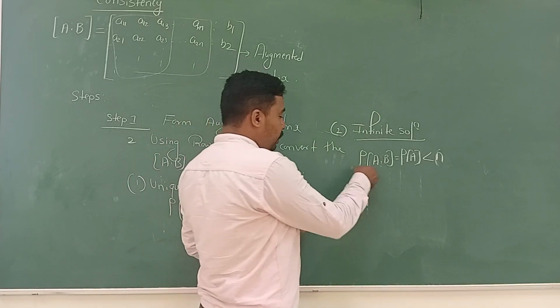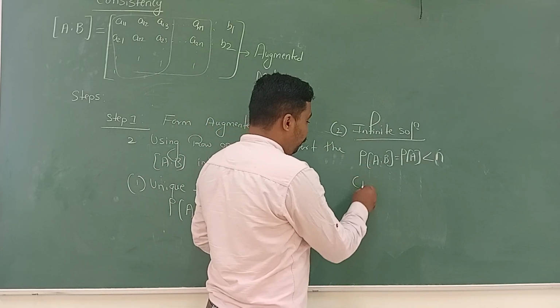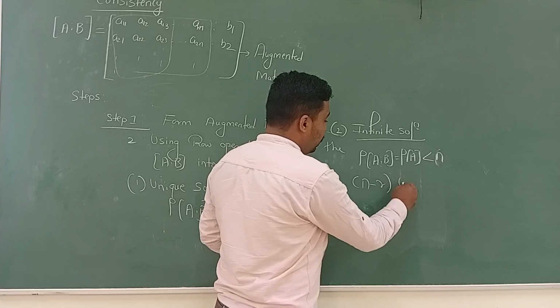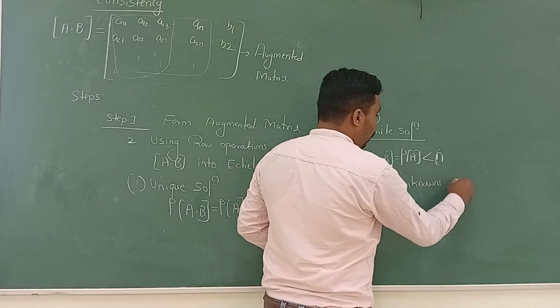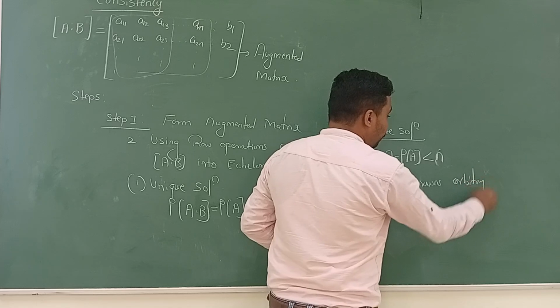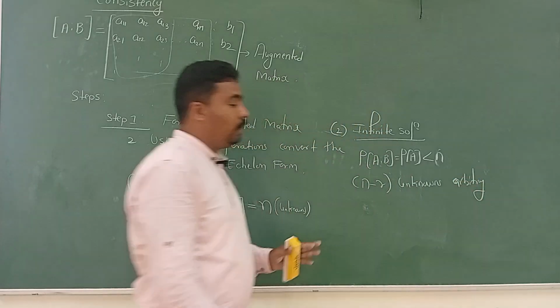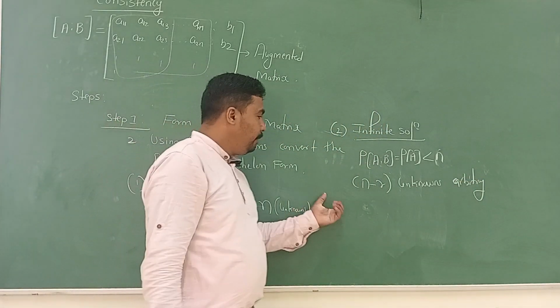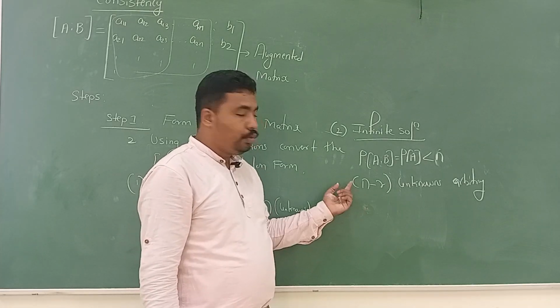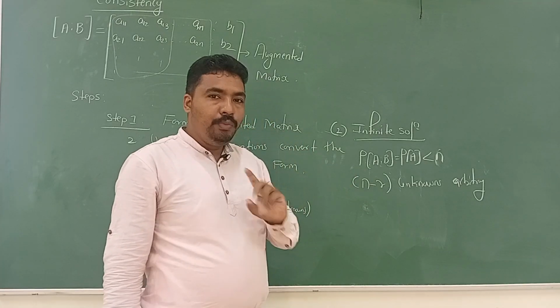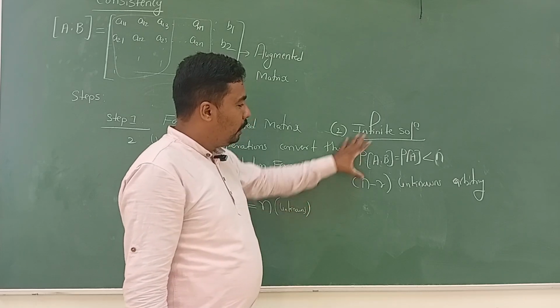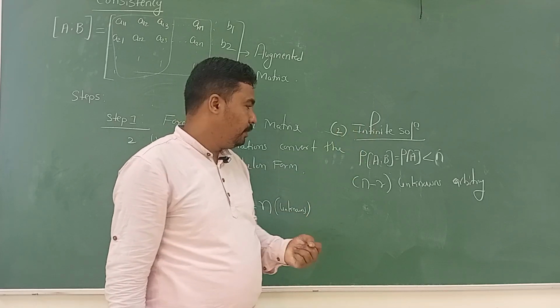When this possibility is there, then you can choose n minus r unknowns arbitrarily. Arbitrarily means, out of 3 variables, if the rank is 2, 3 minus 2 is 1, so 1 unknown we can choose arbitrarily. That is the infinitely many solutions concept.